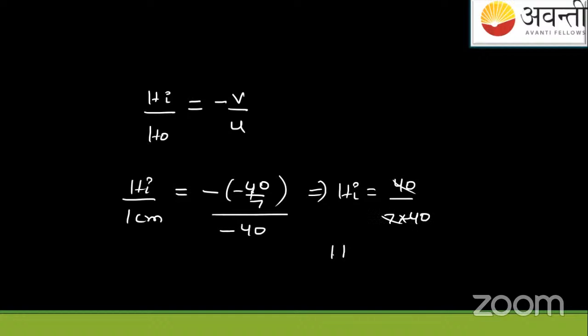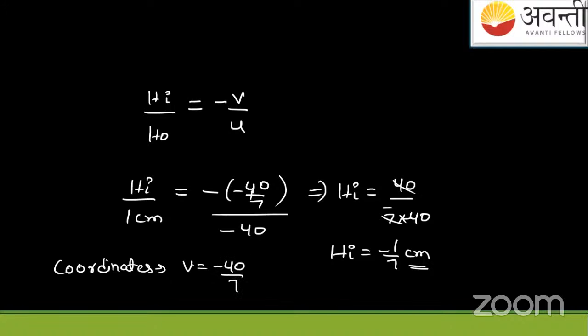So from this, I can conclude that the height of the image will be minus 1 by 7 centimeters. So we get the coordinates of the image: v is equal to minus 40 by 7, and the height of the image is minus 1 by 7.